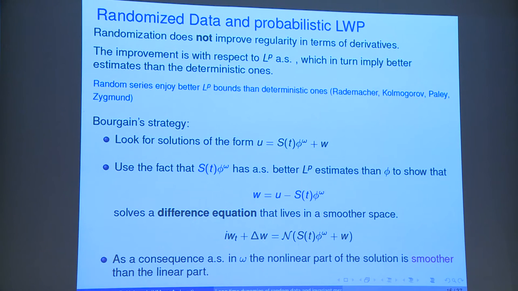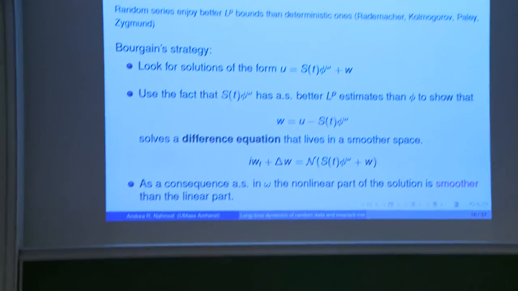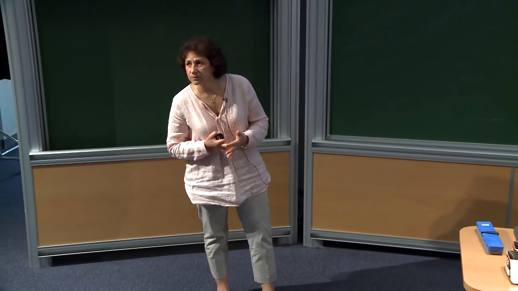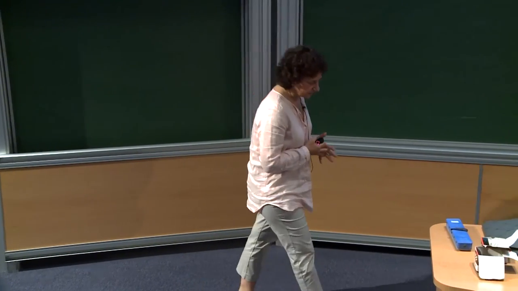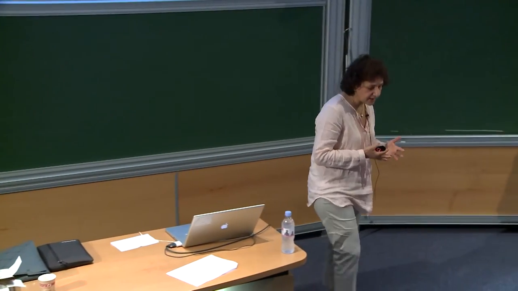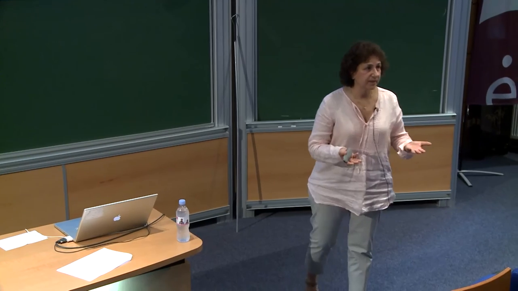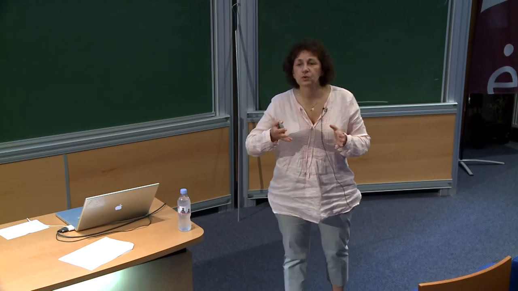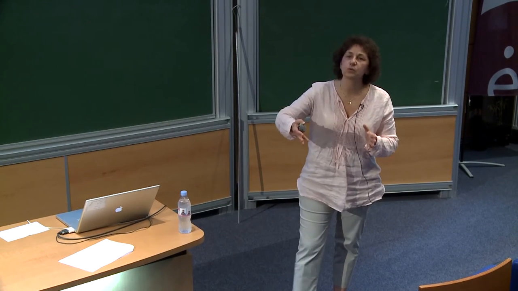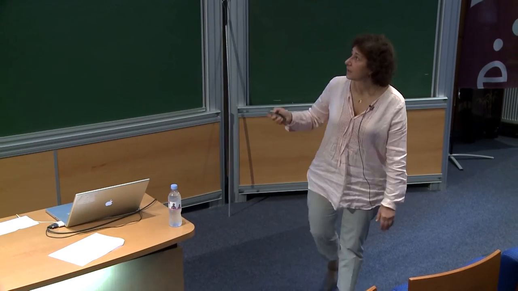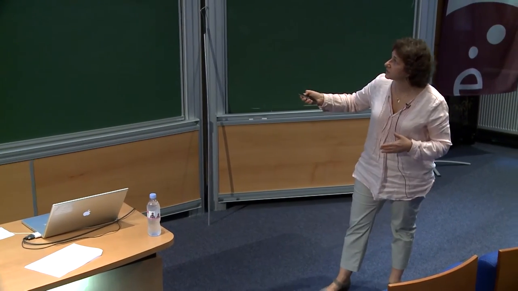And so what is his strategy to prove this? This is the same strategy, at a similar time, that was used by Da Prato and Debussche for the stochastic quantization of the Phi-4 model. They were using exactly the same idea. What's the idea? Now you look for solutions of a particular form. You randomize the data, and you look for solutions that look like the linear evolution of the random data plus some other W. And instead of solving for u, you solve for the difference equation.